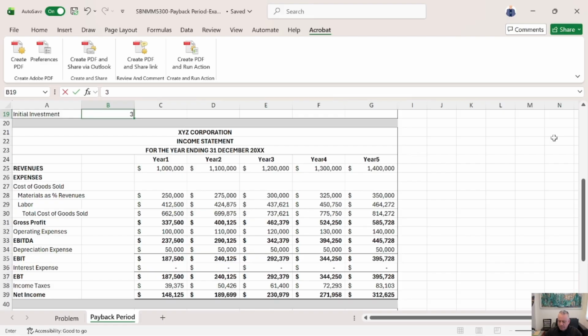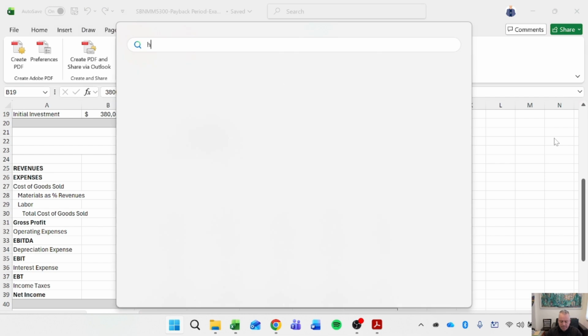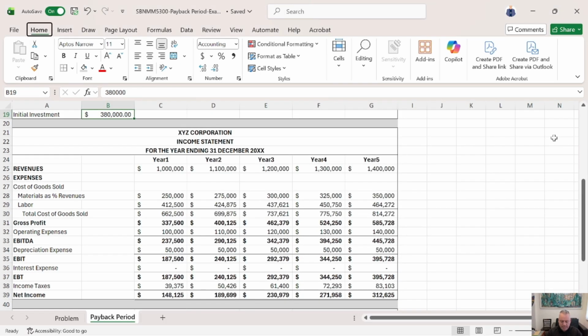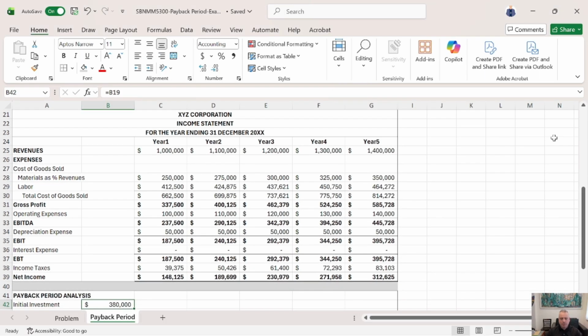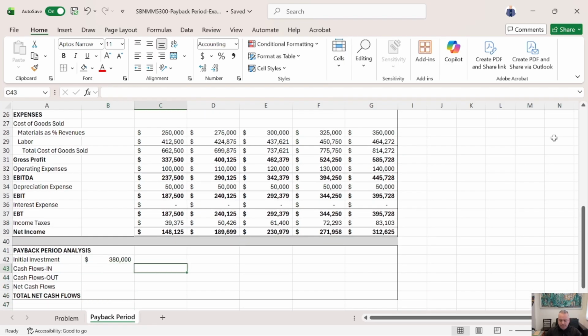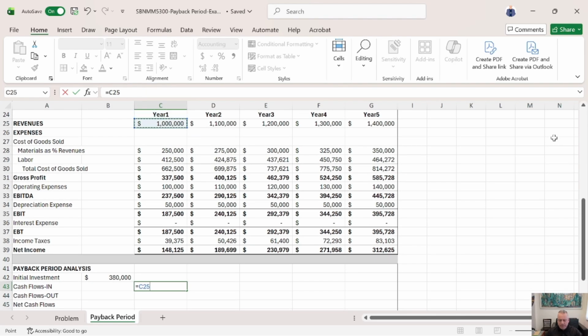So that should be 380,000. And I'm going to take the decimals off that too, because again, I don't necessarily need decimals in what we work on. And then here are our cash flows in. Our cash flows in are equal to our revenues over here, and our cash flows out are equal to our cost of goods and our operating expenses and our interest expense and our income taxes. And only those ones account for our cash flows out.